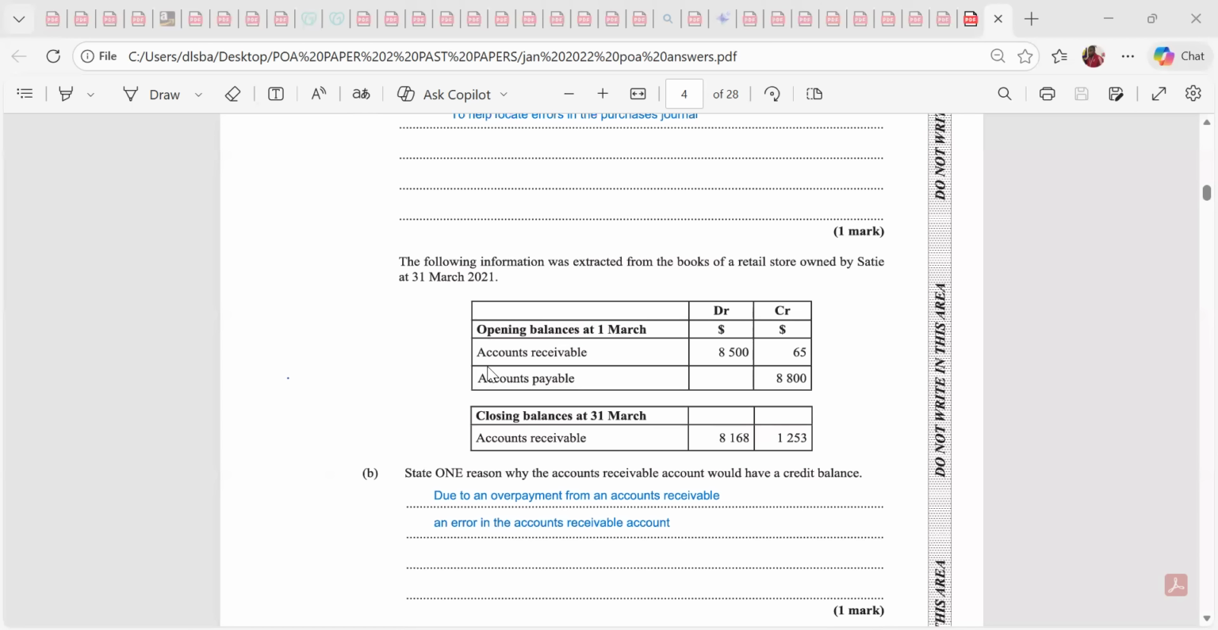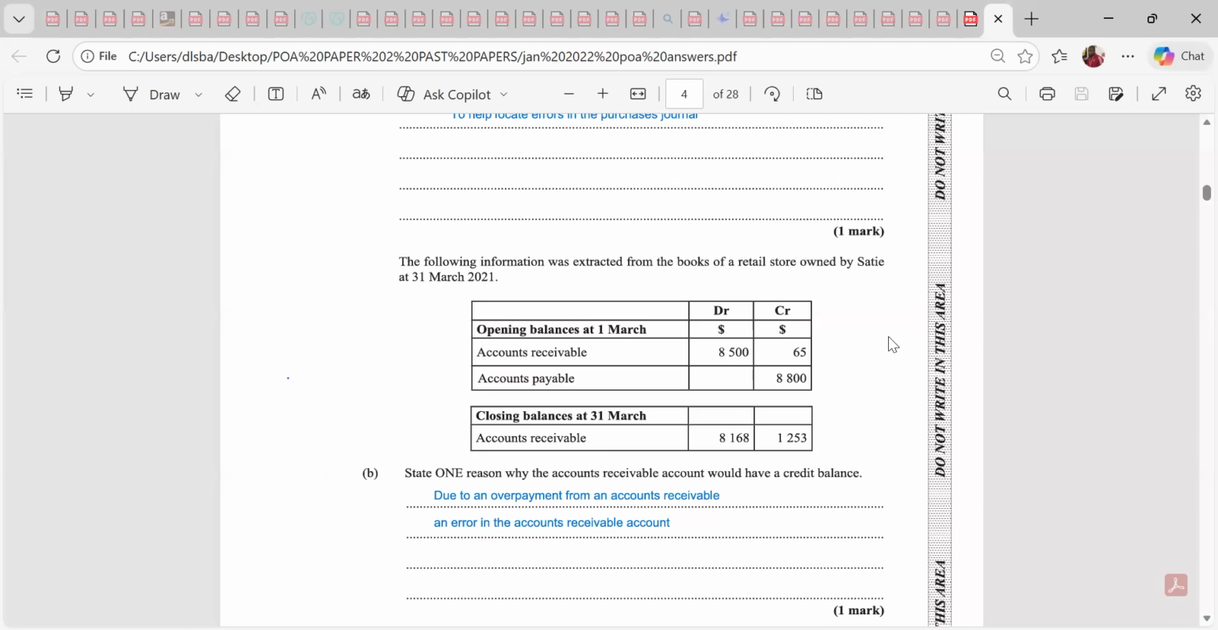Right. Here they ask, the following information was extracted from the books of a retail store owned by CT. And it says state one reason why the accounts receivable would have a credit balance. Because you notice at the start of the month, accounts receivable has a debit balance of 8,500, which it should, but it also has a credit balance of 65. Why would it have a credit balance? There's two main reasons why it would have a credit balance, right?